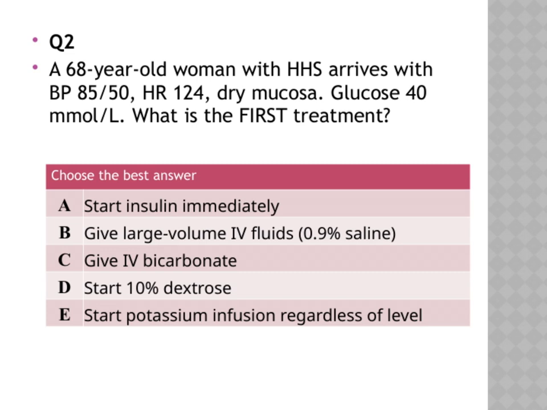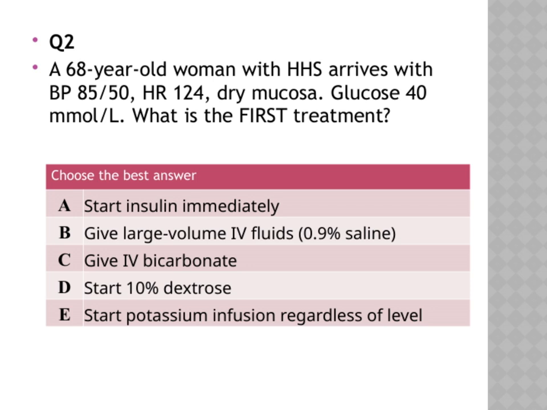We have a 68-year-old woman presenting with hyperosmolar hyperglycemic state, or HHS. Her blood pressure is 85/50, which indicates hypotension, and her heart rate is elevated at 124 beats per minute, suggesting she's tachycardic. She also has dry mucous membranes, pointing to dehydration. Her blood glucose is alarmingly high at 40 mmol per liter.